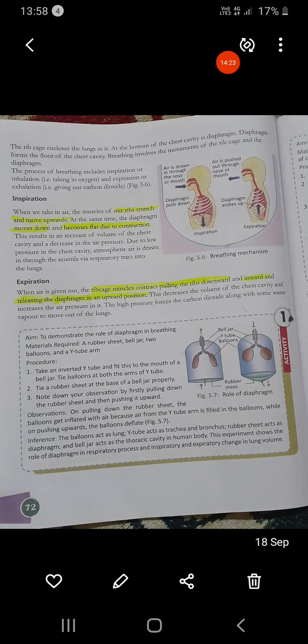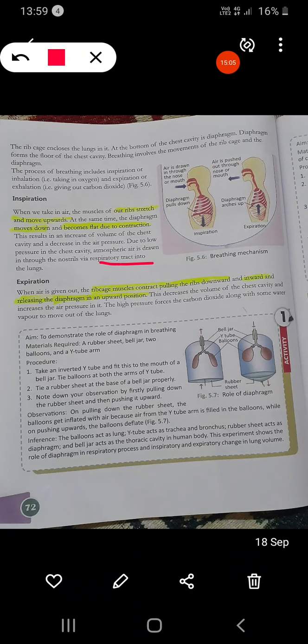Children, when we take in air, the muscles of our ribs stretch. When we breathe in, the muscles stretch because they need more space. Our chest becomes swollen, lungs become swollen. Then the diaphragm moves downward and becomes flat due to contraction. Since, children, the size of our lungs will increase when we breathe in, the ribs will stretch.